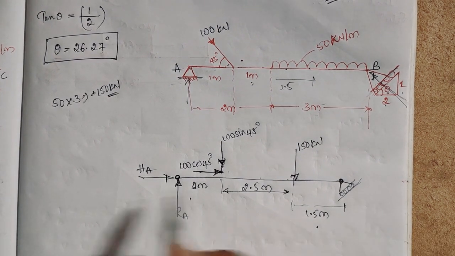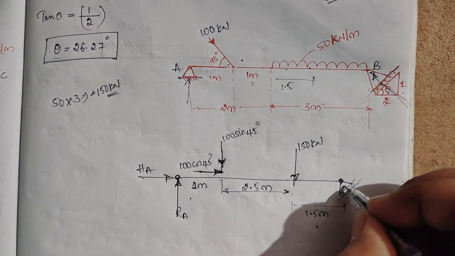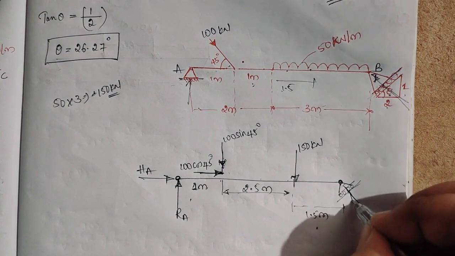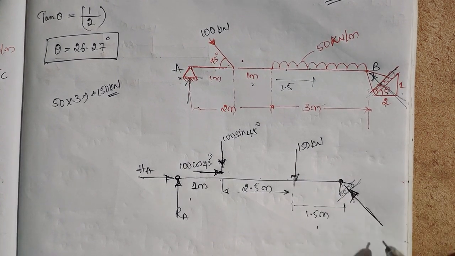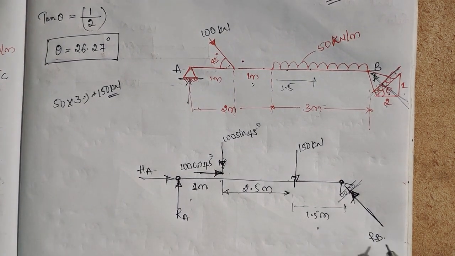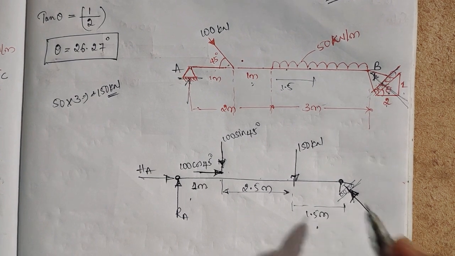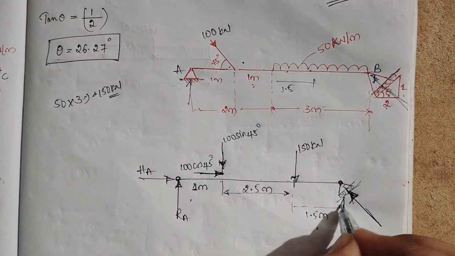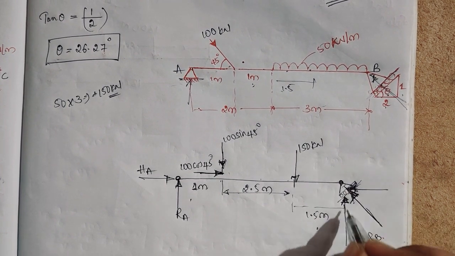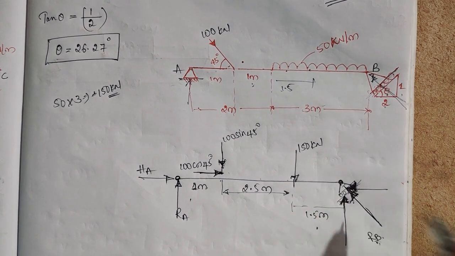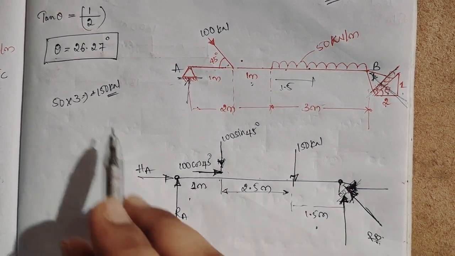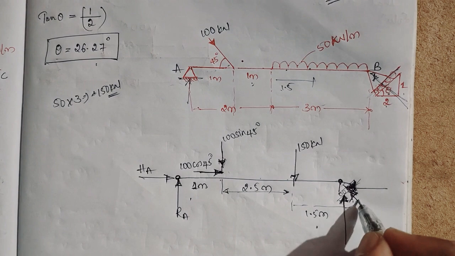So here roller support, what we are having, RB. So this RB will be like this now. So we have to find RB. Okay, so RB is inclined. If any force is inclined, what we have to do? We have to take its horizontal and also the vertical component. This is horizontal component, this is vertical component. So what is the angle theta we got? It is 26.27, so it was this angle, right?